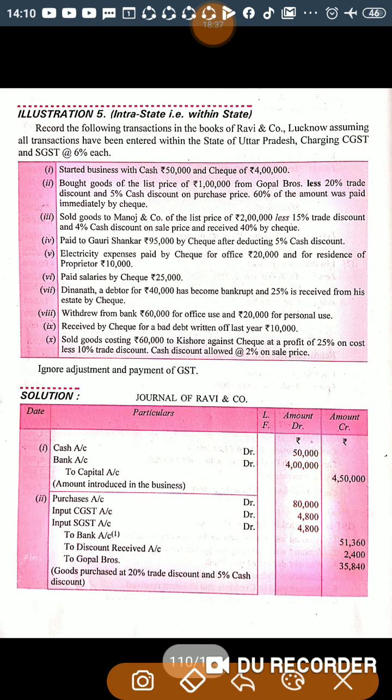Next transaction: Dinanath, a debtor for rupees 40,000, has become bankrupt, and 25% is received from his estate by check. So Dinanath was our debtor with 40,000. We were supposed to receive 40,000 from him, but he became bankrupt. Bankrupt means the debtor is not capable of making payment of his debt. So he became bankrupt, and only 25% has been recovered from his private estate, and that is received through check.